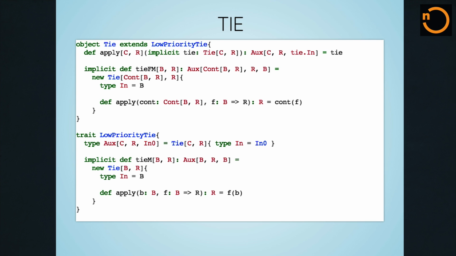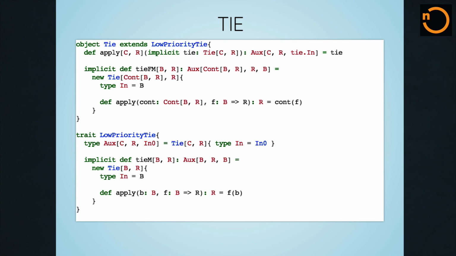So this implicit, this TieFM, essentially what you see here is a continuation of B and R, and it's just taking in a continuation and putting the function in like you would. This is exactly the same case as flatMap. And this low priority one is taking anything that isn't a continuation, or well, it would take a continuation if you let it, and running it through much like you would map. So obviously the name is TieFM or TieM.